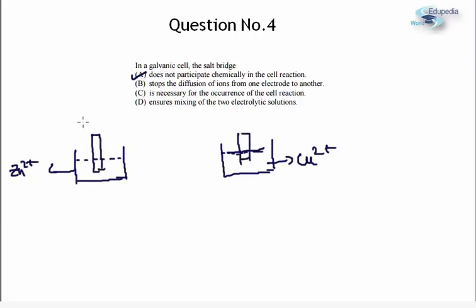This is my Zn solid and this is my copper solid. This is a copper solid rod, and we connect the two of them by means of an external wire. So this is a cell which we get.